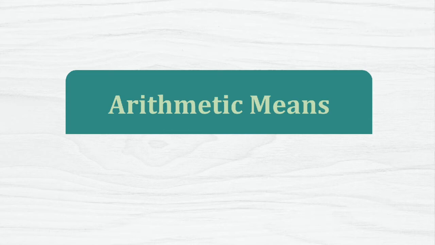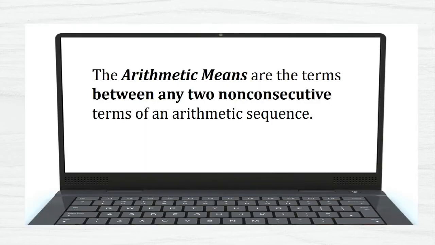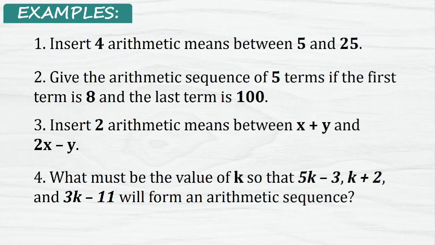Okay, so one of the common tasks in studying arithmetic sequence is finding the arithmetic means. So what is this arithmetic means? The arithmetic means are the terms between any two non-consecutive terms of an arithmetic sequence. Let's take these examples. We have example number 1, number 2, number 3, and number 4.